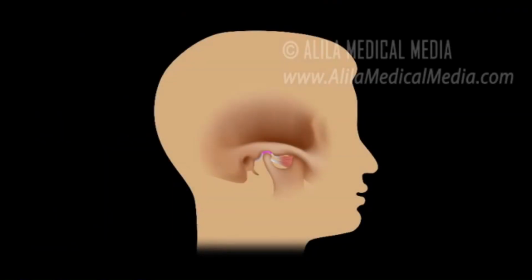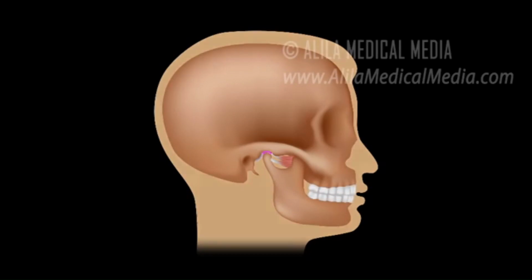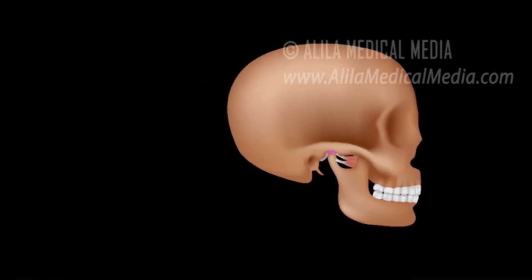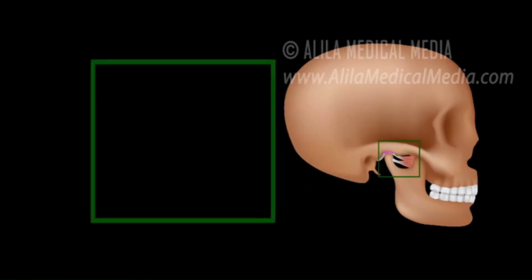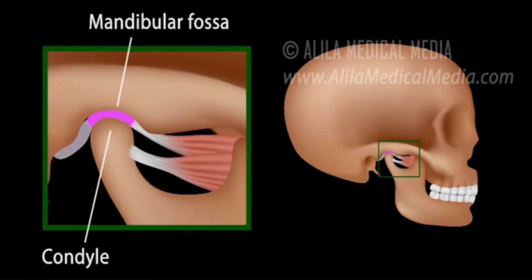Now, doctors, let's summarize all the information previously given in the short animation. The temporomandibular joint, TMJ, is the joint between the lower jawbone, the mandible, and the temporal bone of the skull. The TMJ is responsible for jaw movement and is the most used joint in the body. The TMJ is essentially the articulation between the condyle of the mandible and the mandibular fossa, a socket in the temporal bone.